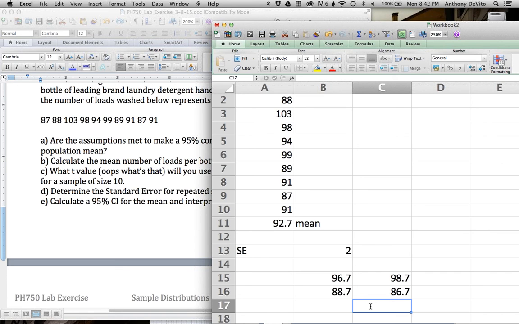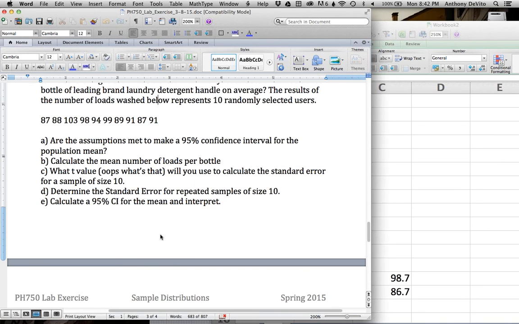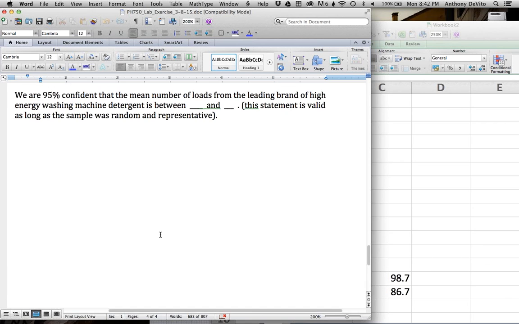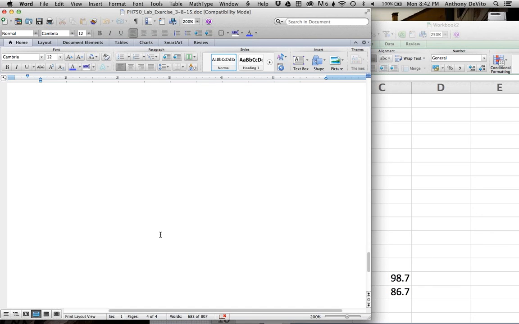Okay, so this is kind of a combination of what we were talking about tonight and where we're going to be going with this next week. Okay, let me give you one more example.